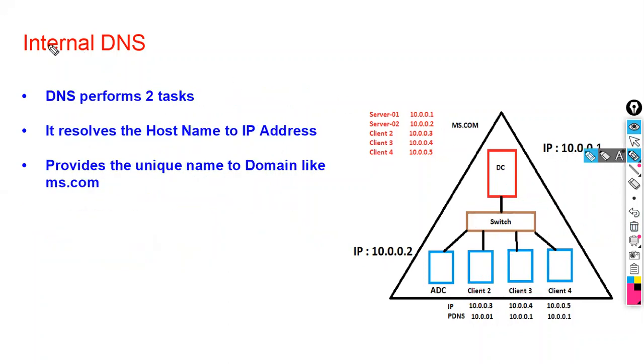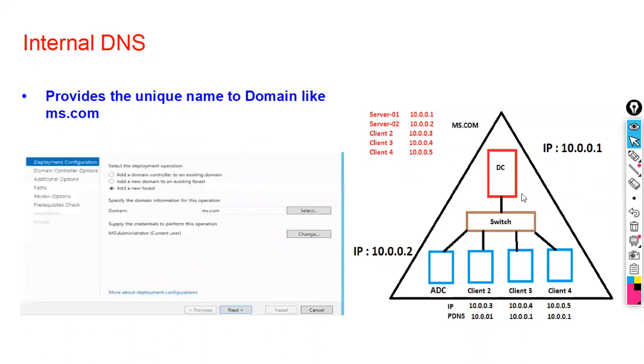So here, what is the work of this internal DNS? It performs two tasks. It resolves the host name to IP address and IP address to host name, and provides a unique name to the domain like ms.com. If you don't have the DNS service available on any server, you can't provide the name to the domain. So it provides a unique name to the domain like ms.com.